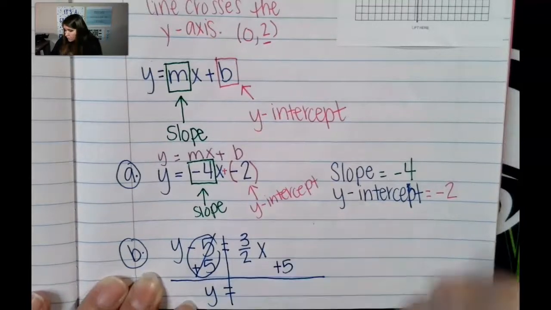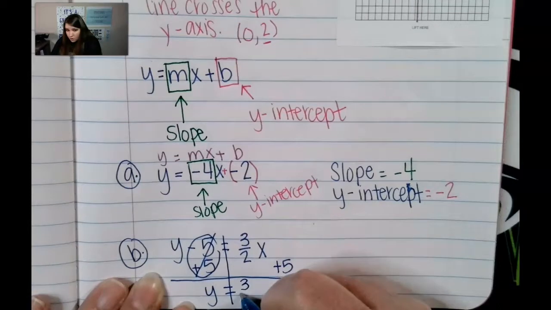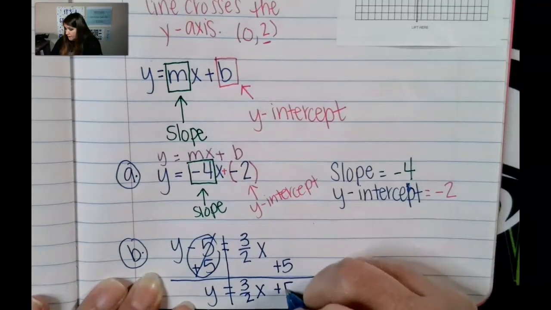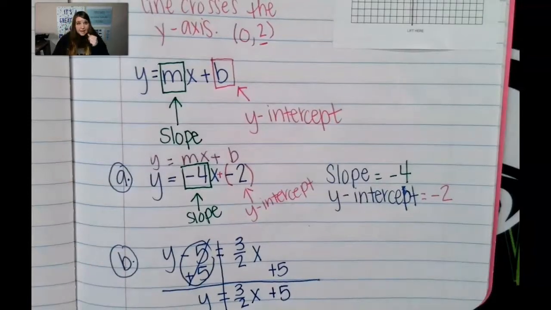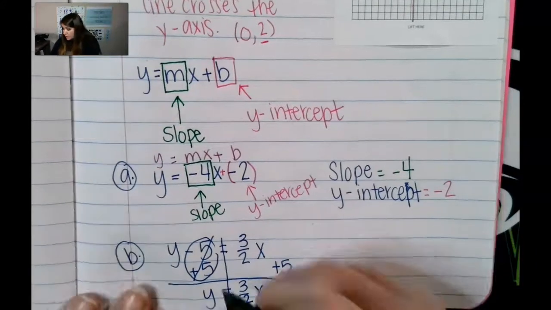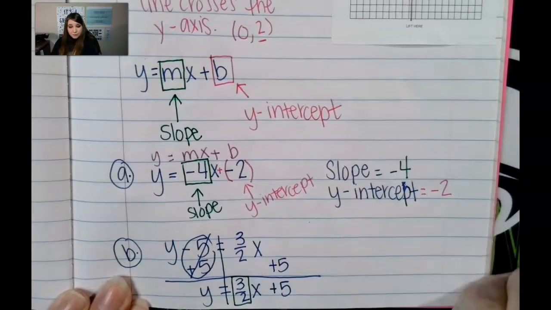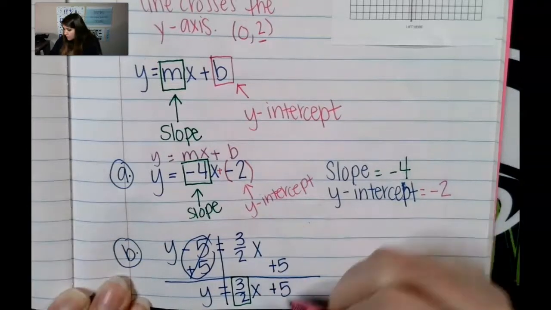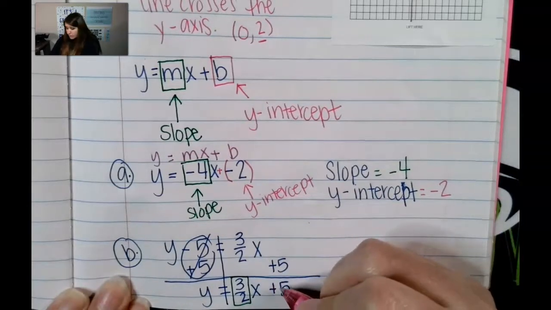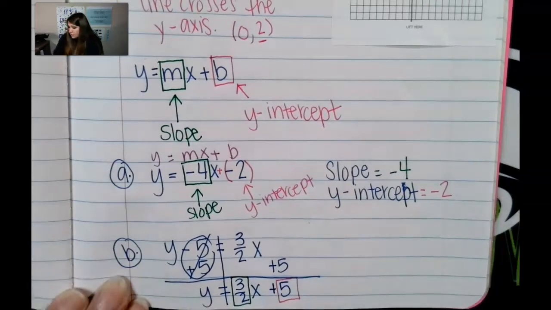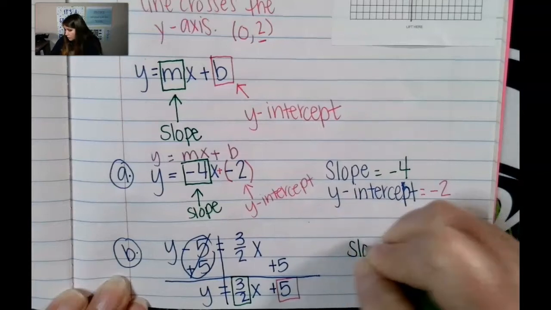Y equals 3 over 2x plus 5. Now we can identify what the slope is and what the y-intercept is. So here is our slope. It's attached to the x, remember? It changes whatever the value is. And then our plus 5 is going to be our y-intercept.